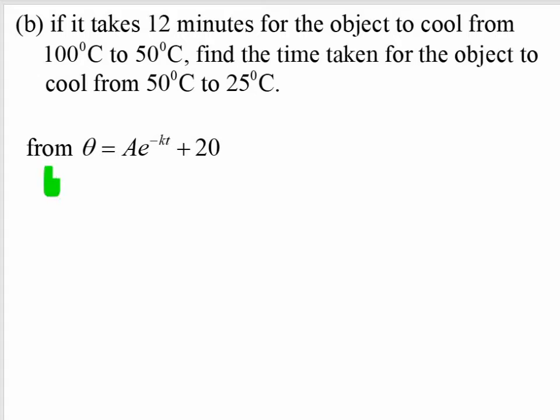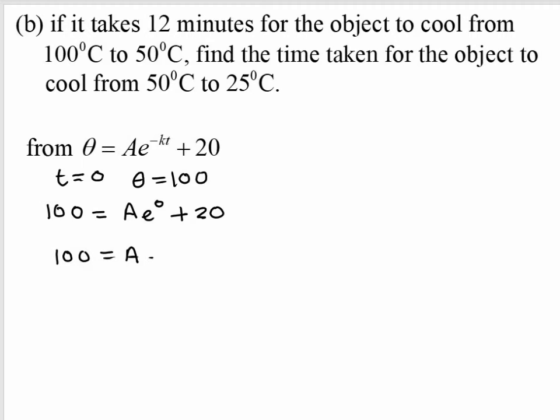So we start with when t equals 0. Our theta is 100. So we substitute into the general solution. So we have 100 equals A e to the power of 0, because when t is 0 it becomes e to the power of 0, plus 20. So 100 equals A plus 20. That means our A equals 80.